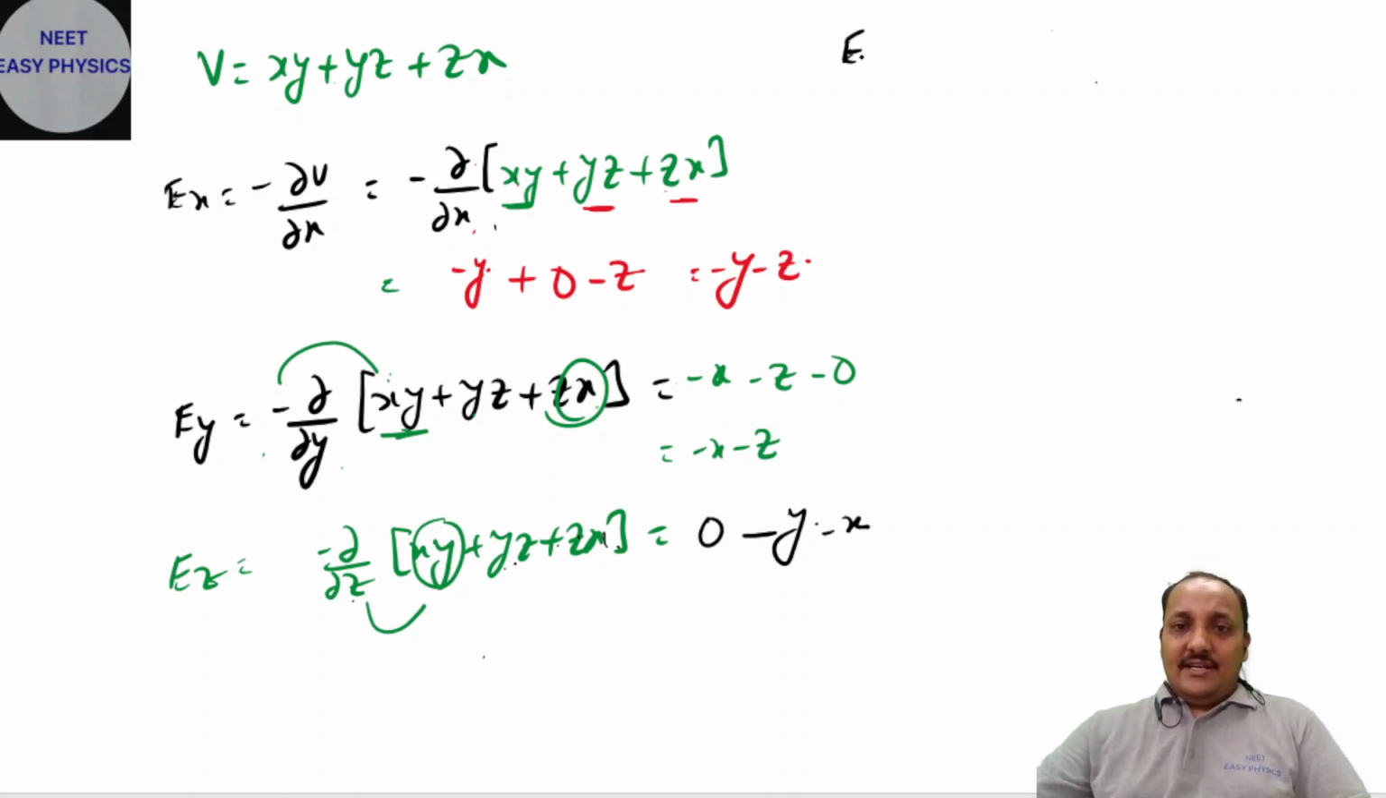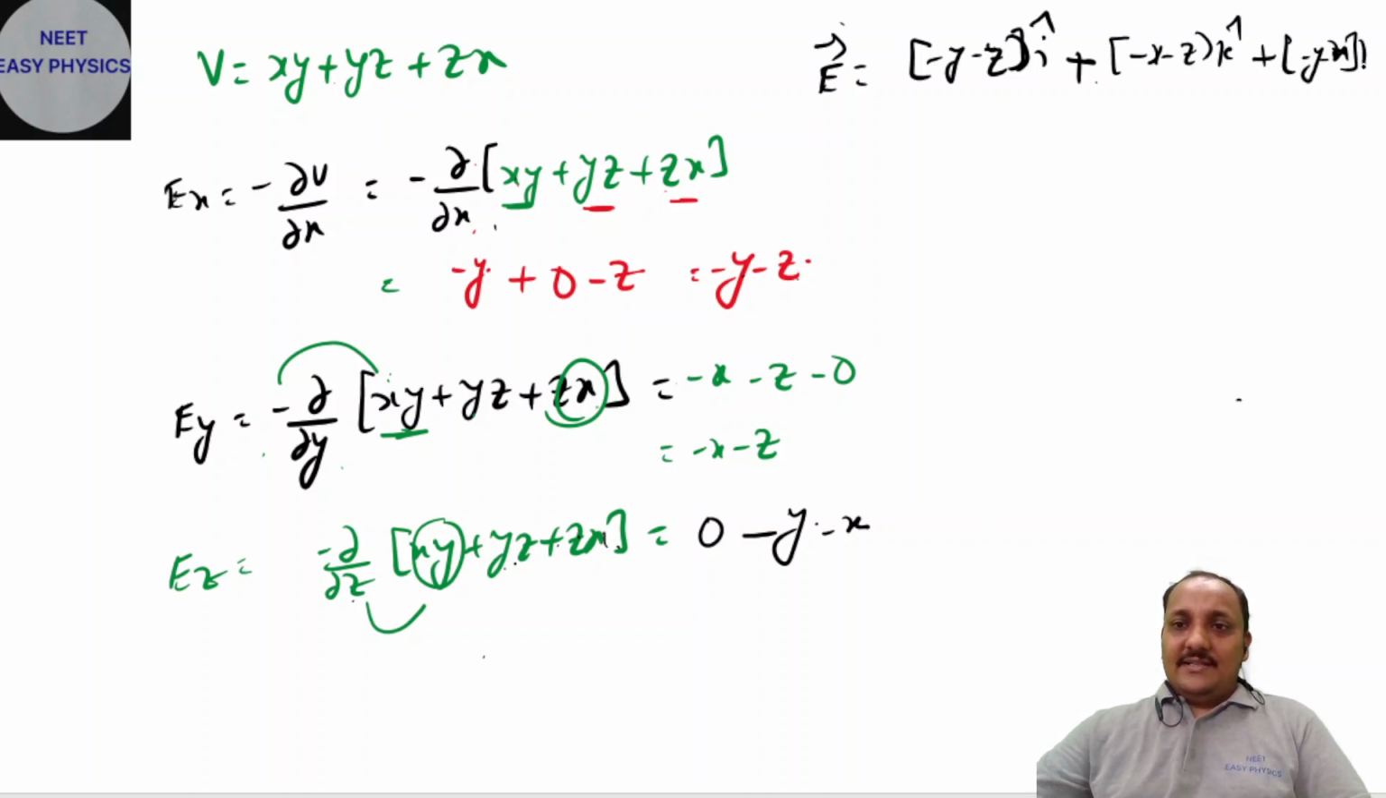So finally, it is not Ex, the final one we will write is E bar. Now what is E bar? E bar is going to be, what is Ex? Minus y minus z i cap, plus minus x minus z j cap, plus minus y minus x k cap. No power came, therefore no problem. For your screen it may be visible, therefore you can continue.